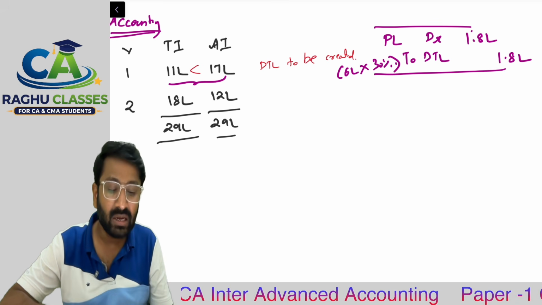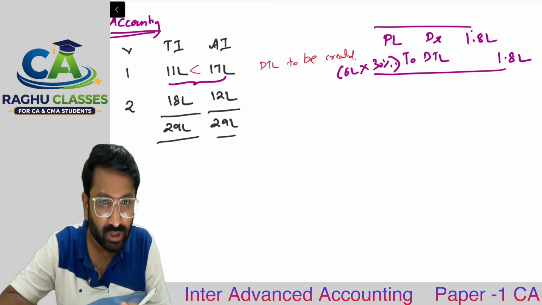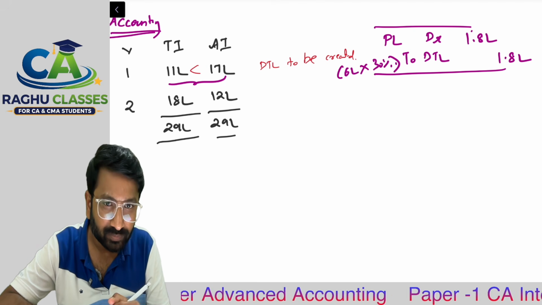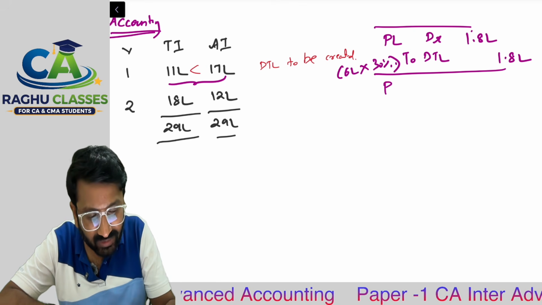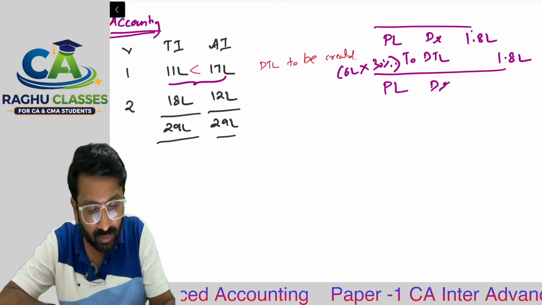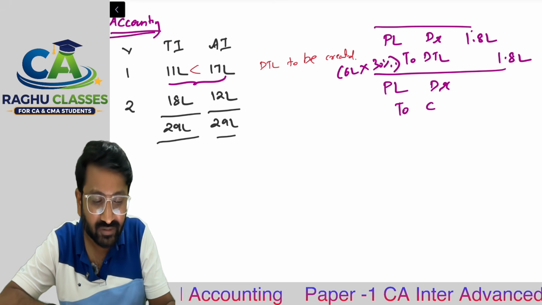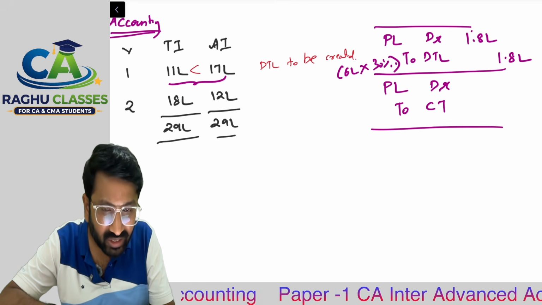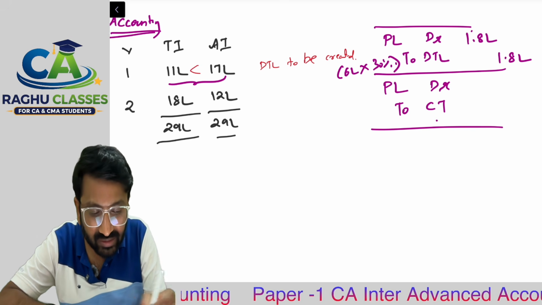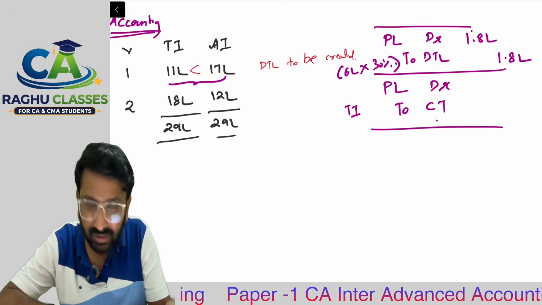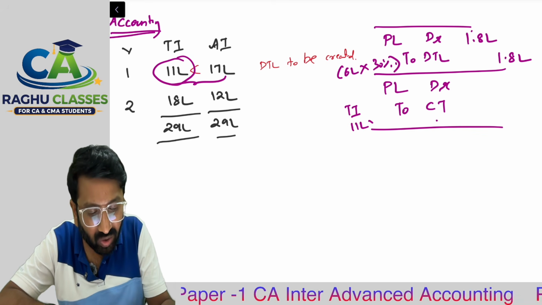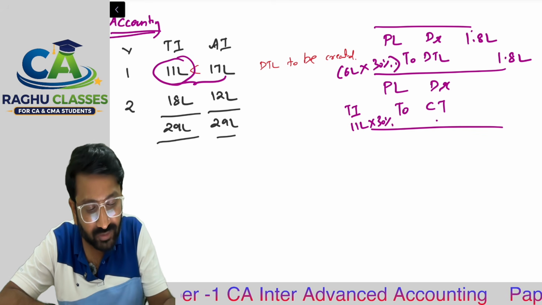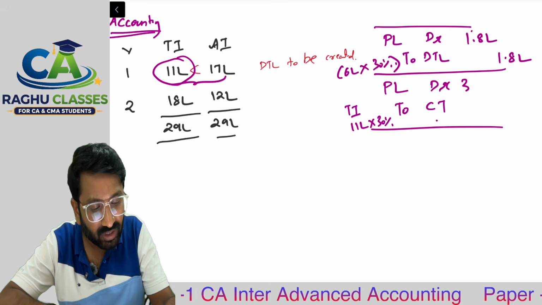Now, in addition to deferred tax, you need to create current tax also, which is nothing but provision for tax. So the entry for that will be profit and loss account debit to current tax, correct? And this current tax is always calculated on my taxable income. And what is my taxable income here? 11 lakhs. On that, I would create 30%, which is going to be 3.3 lakhs.